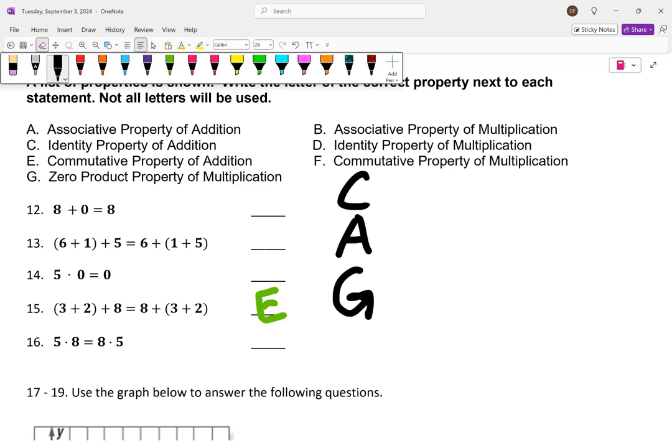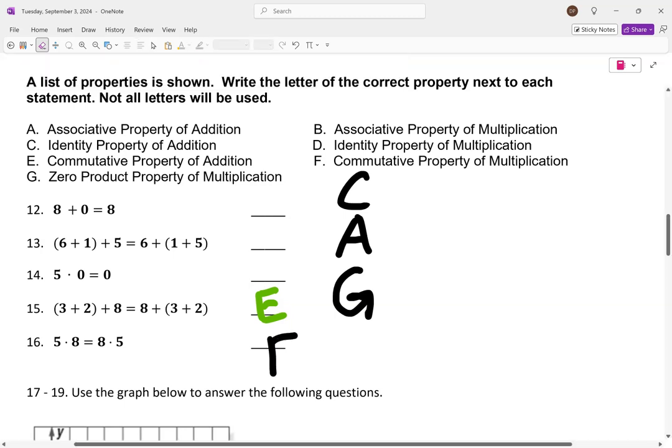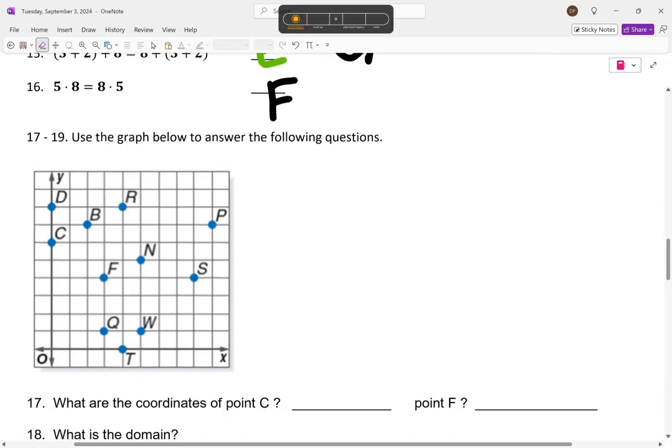Number 16. And 16 is F, or also known as commutative property of multiplication. Perfect. All right, put that down. Make sure you're ready. All right, 17.